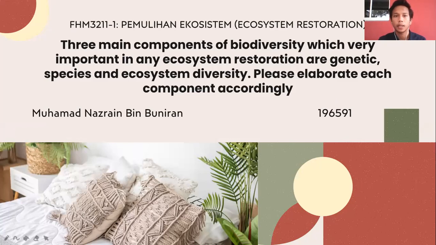Hari ini saya akan menerangkan tentang three main components of biodiversity which are very important in any ecosystem restoration: genetic, species and ecosystem diversity. Please elaborate each component accordingly.